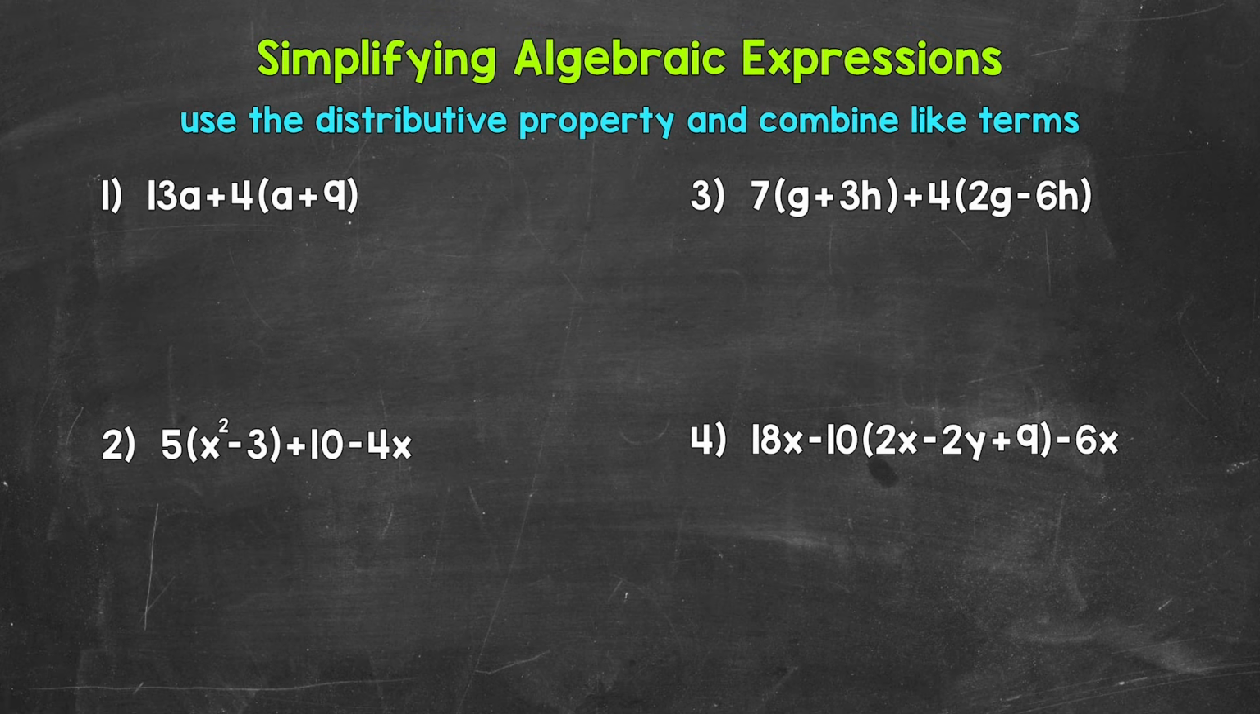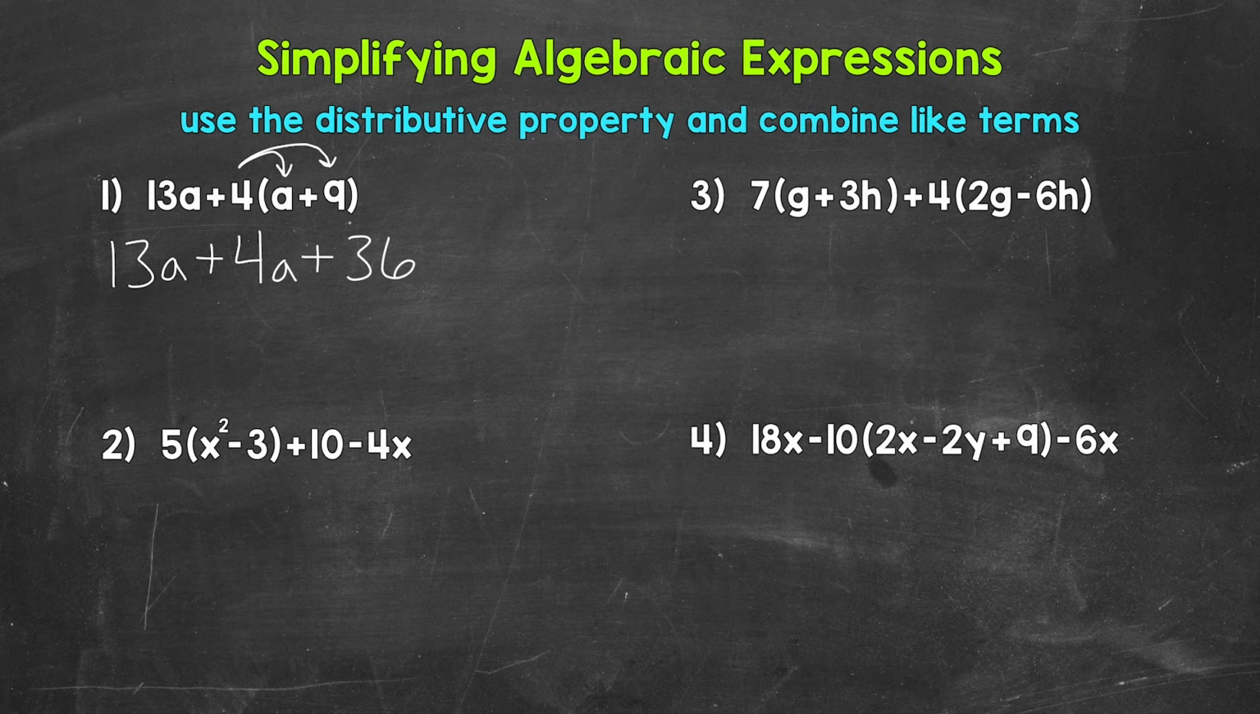Now, since we have parentheses, we need to start there. We can't combine the terms in the parentheses, they are unlike terms, so we can use the distributive property to remove the parentheses. Once the parentheses are removed, we can look to combine like terms. So let's distribute that 4 to the a and to the 9. So we have 4 times a, which is 4a, and then 4 times 9 is a positive 36, so plus 36. This is a positive 4a, and then we can bring down 13a.